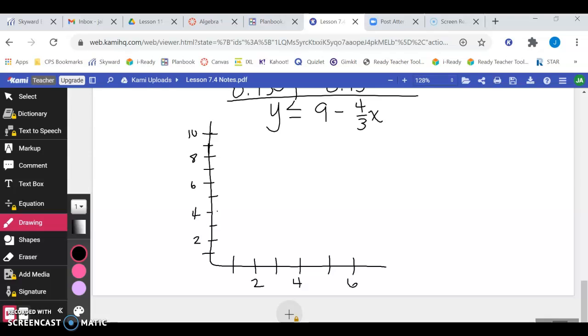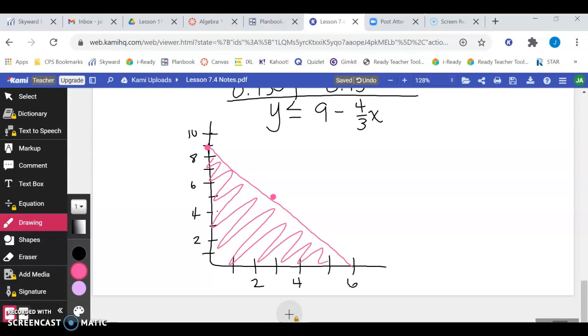All right, so our y-intercept is 9, so we're going to put a dot at 9. And our slope is negative 4/3, so down 4 and over 3. And then we are including the line because we have an underlined inequality. So we're going to try our best there. And y is less than, so that means anywhere in here.